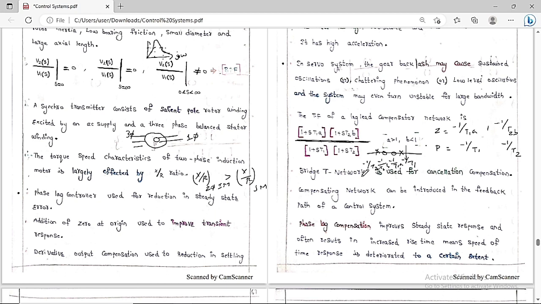So therefore we can say finally, the lag network is basically used for compensation. A compensation network can even be introduced in the feedback of a control system. As a phase lag compensator, it is going to improve the steady state response and often results in an increase in rise time, means the speed of the transient response is deteriorated to a certain extent. So this is the point you always have to keep in your mind. If it is going to improve one thing, it is going to degrade the other thing. So always keep this point in mind.